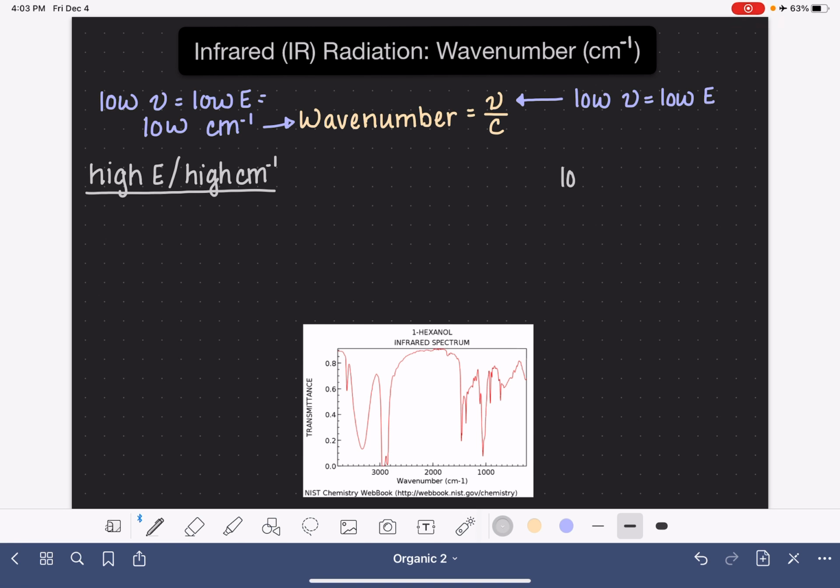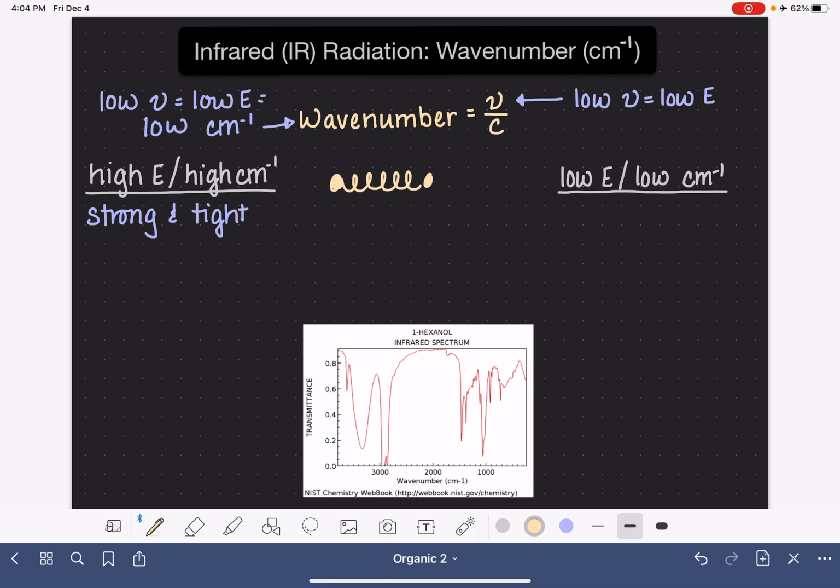And let's also make a list of some of the types of bonds that are associated with low energy or low wave number. We're going to put that on the right-hand side because the right side is the side of low wave number. High energy bonds are very strong bonds, and we like to call them very tight bonds. In chemistry, we model a bond as two atoms connected by a spring. This is a really good analogy to use in infrared because in infrared we're talking about the stretching and the movement of this particular bond.